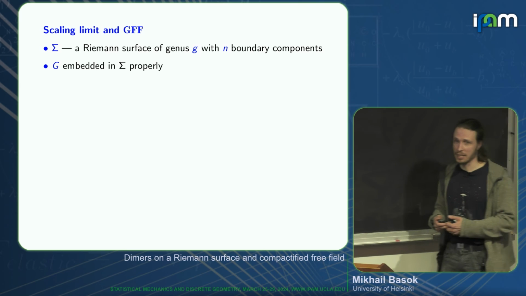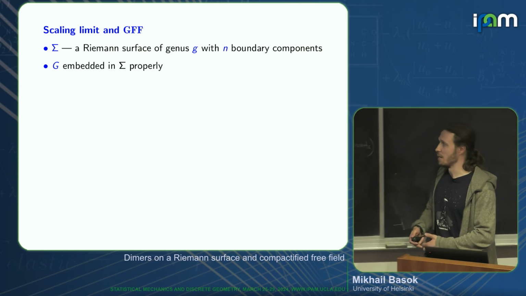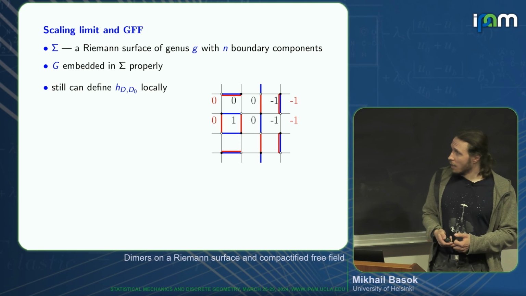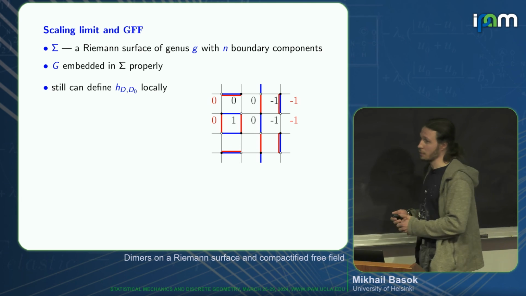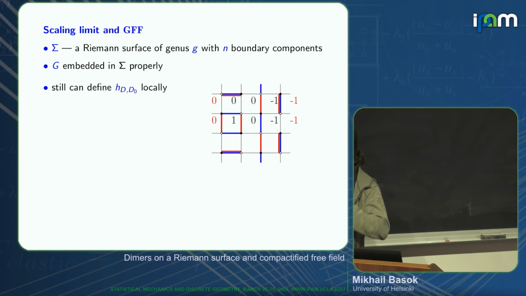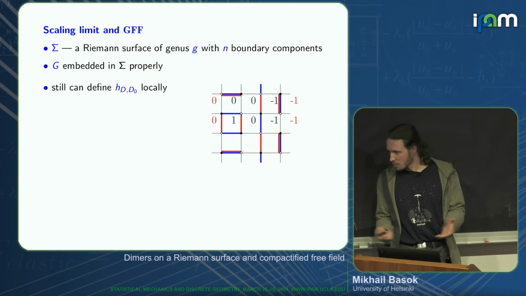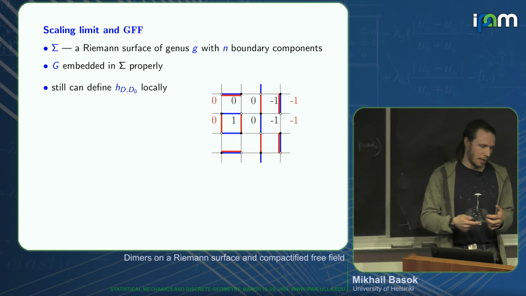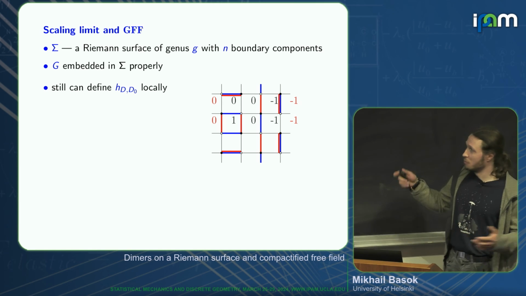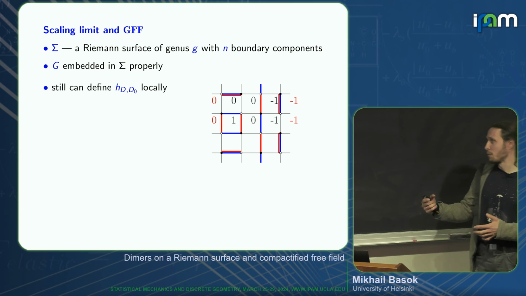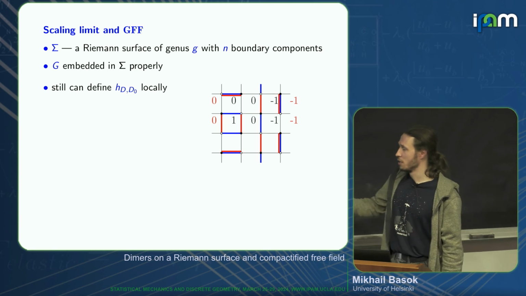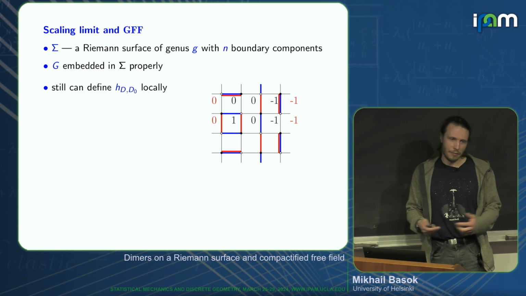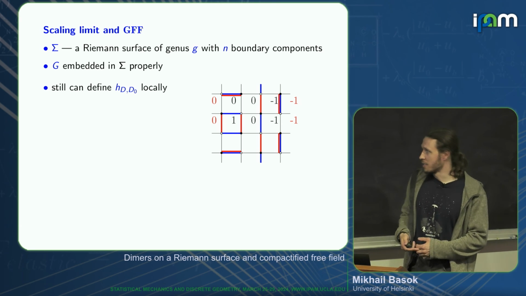And we consider a bipartite graph that is embedded into our surface properly. Then we still can define the height function. So we fix a reference dimer cover, and we superimpose it with any other dimer cover, and we can try to start from some phase and compute the values of our height. And locally, it will be consistent, right? Because it's defined by local rules, no problem. Locally, it's like on the plane.